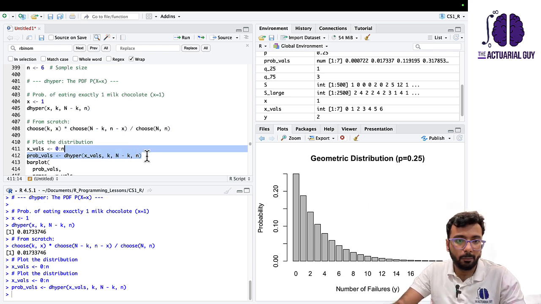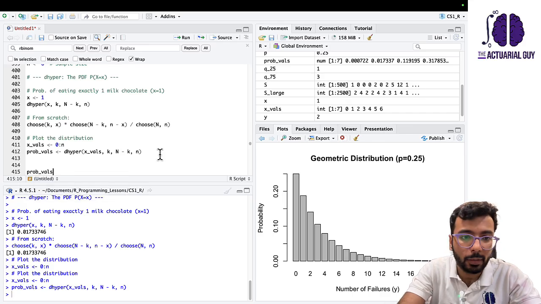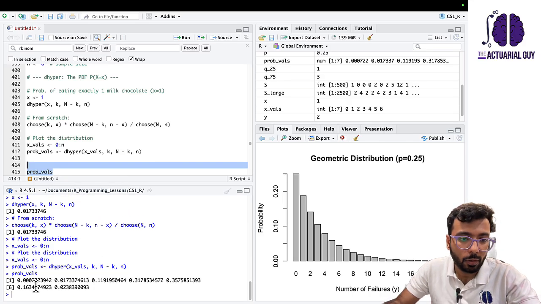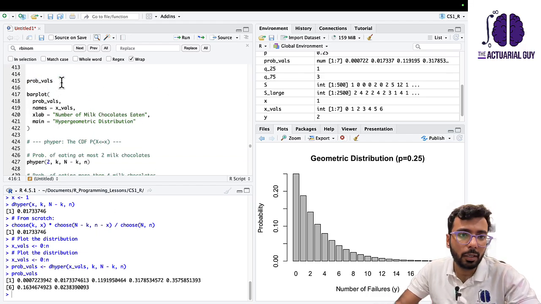So if you run this, once you print your prob vals, you will see you get all the probabilities. So all of these are the probabilities of getting 0, 1, 2, and so on, number of milk chocolates when you're eating 6 chocolates in total from the given population.